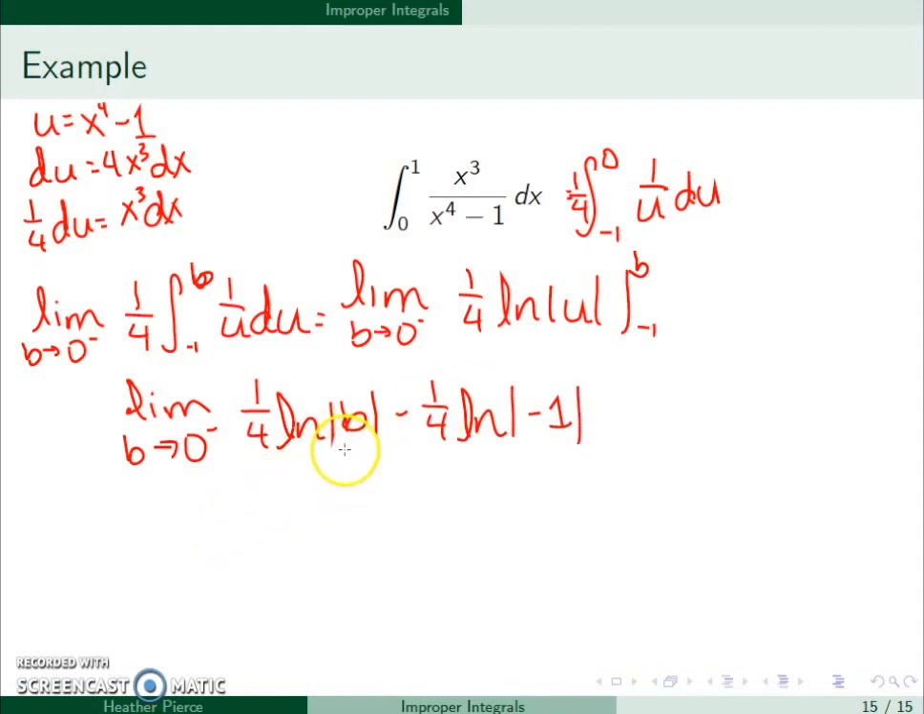So as b approaches 0 from the left, ln of the absolute value of that is going to be approaching negative infinity. So we have 1 over 4 times negative infinity minus 0. So in this case, this will go to negative infinity.